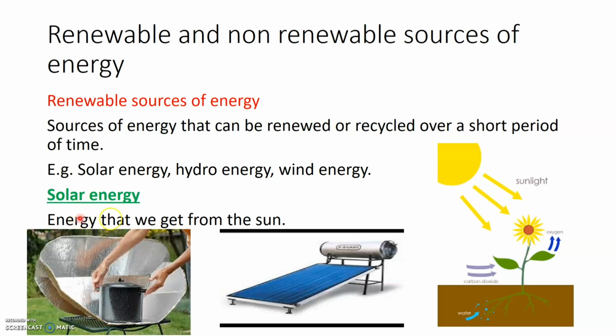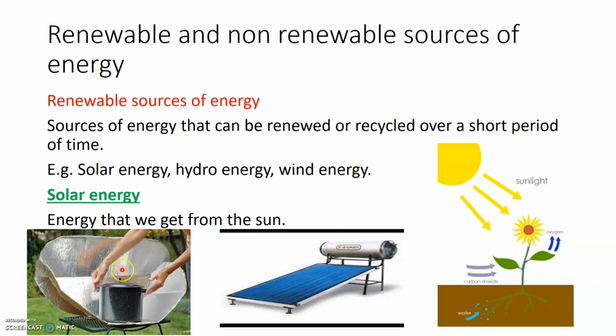So energy that we get from sunlight or from sun is known as solar energy. Now we know that plants use this solar energy, that is energy from sun, in order to prepare their own food by the process of photosynthesis. In addition to plants, we human beings also require this solar energy.